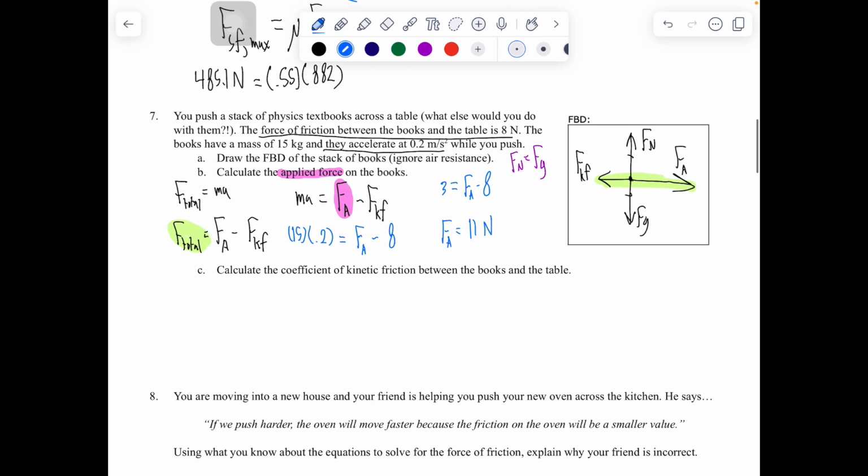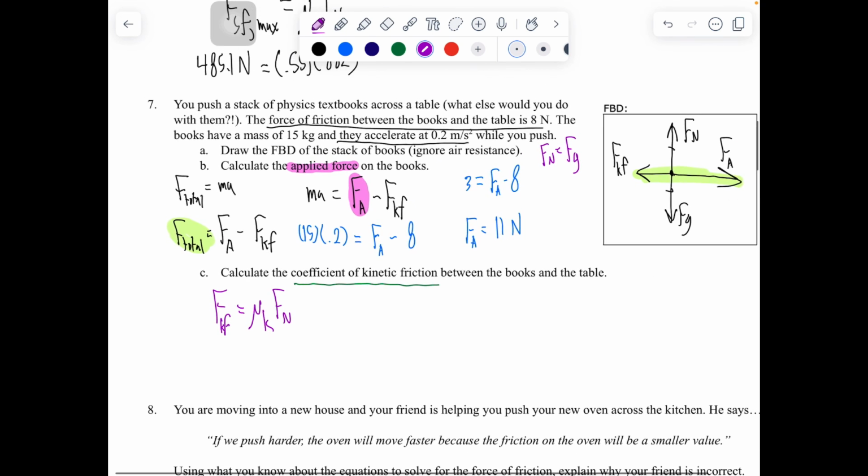Okay? Calculate the coefficient of kinetic friction between the books and the table. Well, kinetic friction. Calculate the coefficient of kinetic friction. Coefficient of kinetic friction only shows up in one equation. That is, our force of kinetic friction is equal to our coefficient of kinetic friction times the normal force. To solve for the coefficient, we need two things. We need our kinetic friction, and we need our normal force. Now, kinetic friction, we already know. This was given. It's 8 newtons.